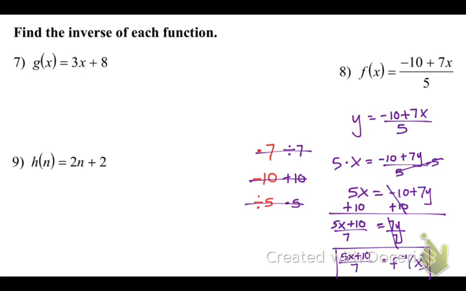I want you to try number 7. So go ahead and look at number 7, try to find the inverse, and select the correct answer choice.